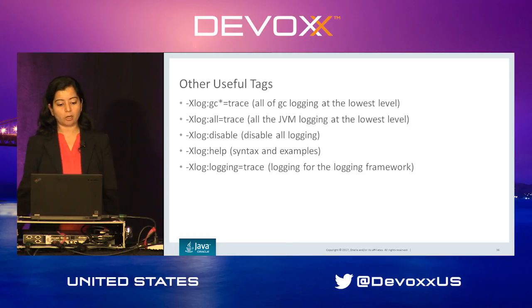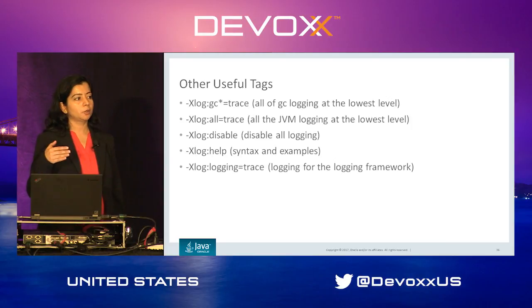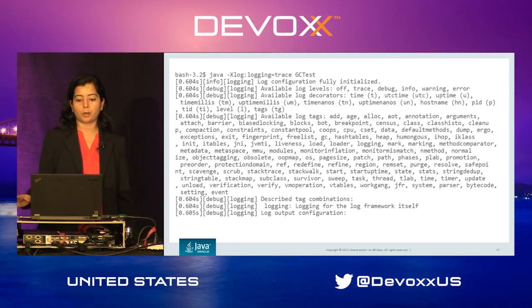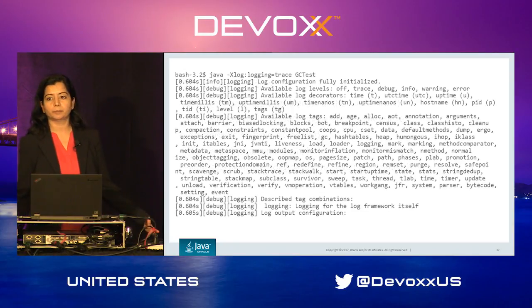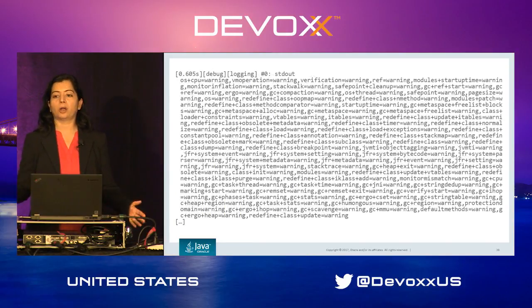And -Xlog:logging=trace enables tracing for the logging framework itself. So it provides information about the available tags implemented by the system, what the available tag sets are, what the available levels and decorators are, and what the active configuration of the available tag sets is.